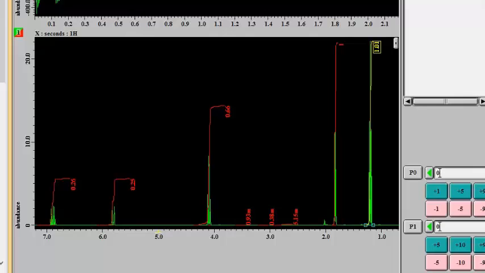That allows us to propose that the two features between chemical shifts 1 and 2 ppm belong to the two groups with the largest number of protons, so these two CH3 groups. The one in the middle here likely corresponds to the CH2 group, and then these two at the end correspond to these two CH groups.